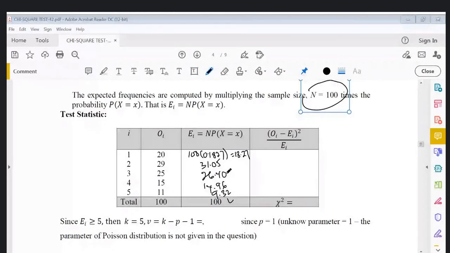Calculate one by one. This one is 20 minus 18.27, power 2, divide by EI 18.27. Try to calculate all of them one by one until the end. What do you get for the first one? 20 minus 18.27, we get 0.1638. Okay, the second, next.